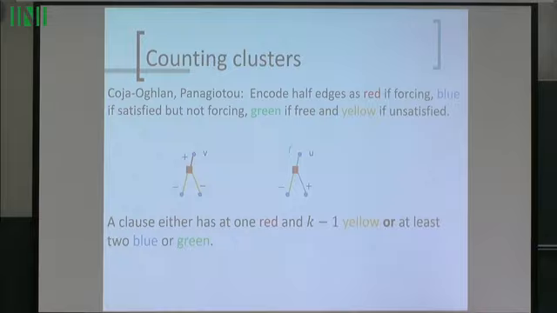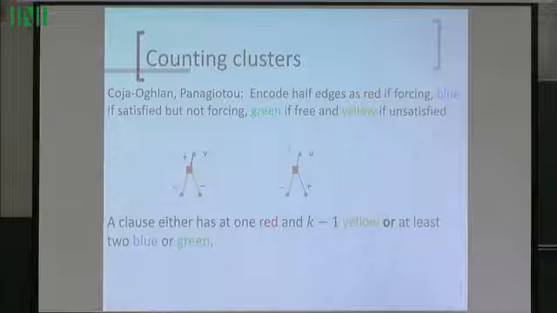For an edge to be forcing, it means that all of the other edges in the clause have to be unsatisfied. Otherwise the clause would already be satisfied, and it wouldn't be forcing. So you can only have one red edge in a clause, and if you do, all the other edges have to be yellow. Alternatively, the clause has to have at least 2 edges that are either blue or green. Those are the rules that clauses have to follow.